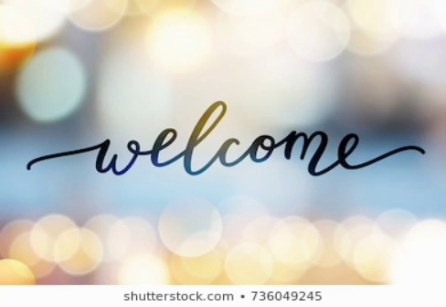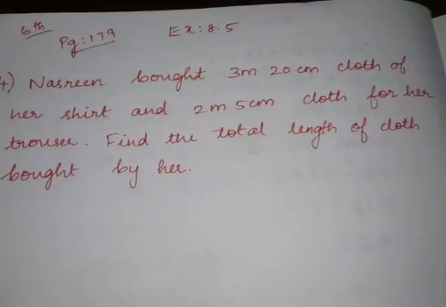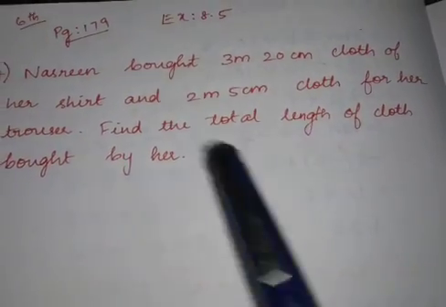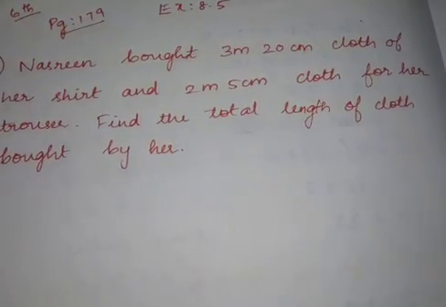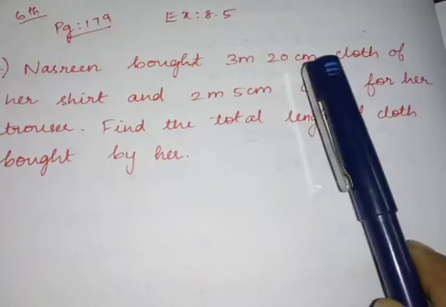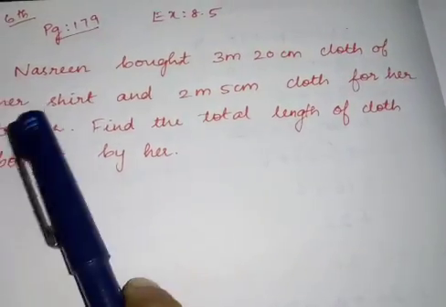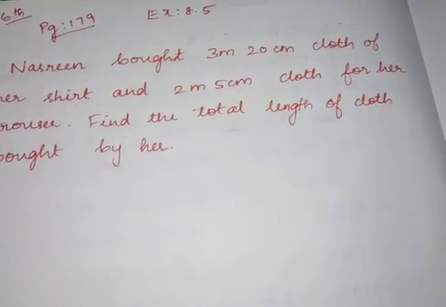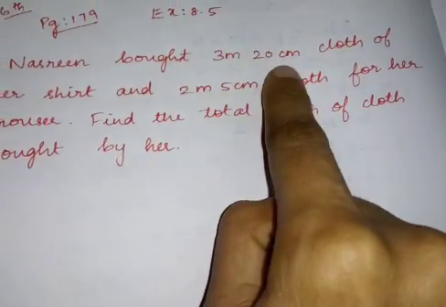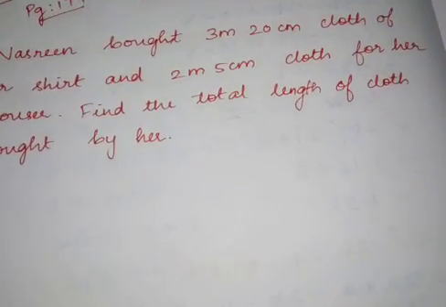Now you can take page number 179 in your NCERT textbook. I hope you all have taken page number 179. The fourth problem we are supposed to discuss now. Nasrim bought 2 meter 20 centimeter cloth for her shirt. How much cloth is she buying? 2 meter 20 centimeter cloth.